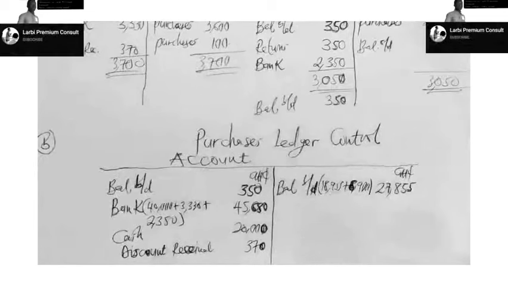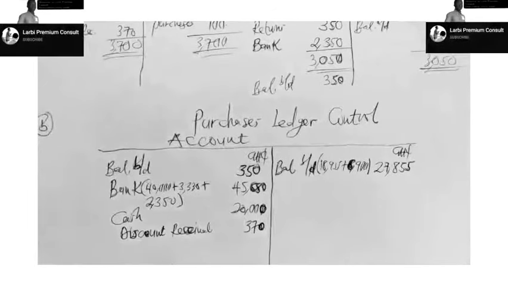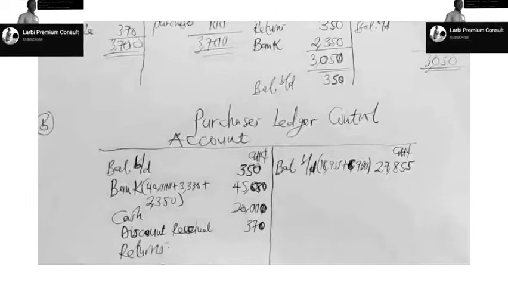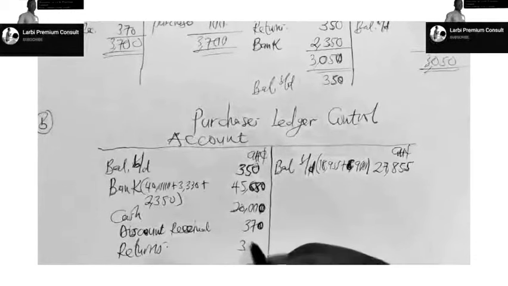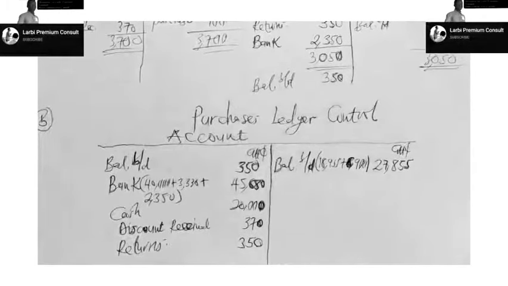Then we also made some returns. So let's fill the debit side before we come to the credit side. We also made some returns outwards, that was in Edu Construction, of 350. So you can check Edu's account. We made the returns of 350. Then I think that was all the debit entries that we made. So let's come back to the credit side.